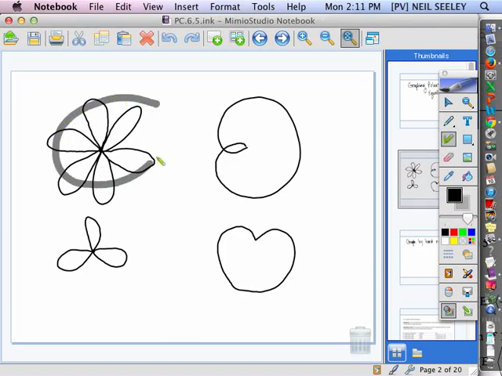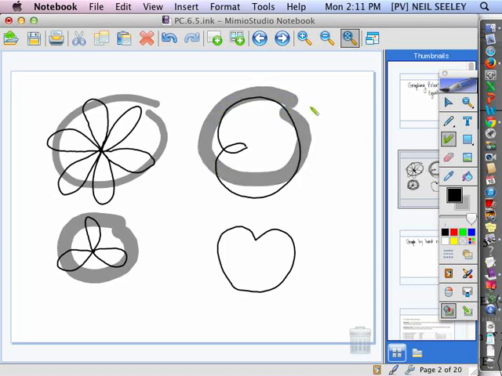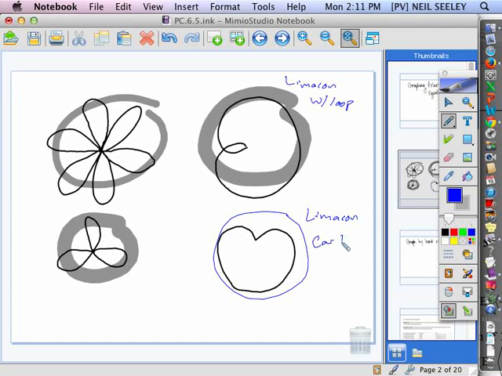I circled it. What's this one called? Rose. The one below, what's that one called? Rose. The one on the right, what's that one called? Limaçon with a loop. Limaçon with a loop. Beautiful. And what's this one called? Heart. It is. It's a limaçon as well, but it's a limaçon with this very special name. This one's called a cardioid.